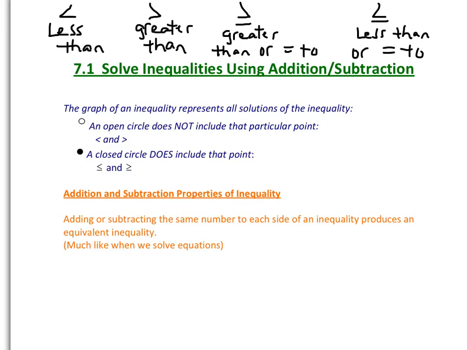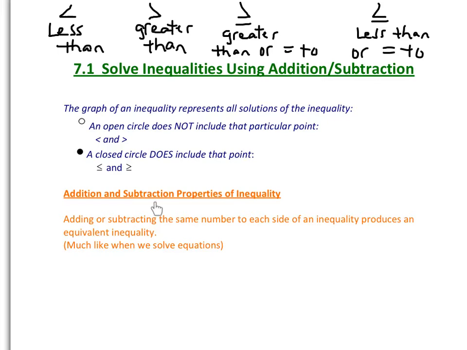The graph of inequality represents all solutions of the inequality. When you have an open circle, it does not include that particular point. And we use an open circle with the less than and the greater than symbols. Then we have a closed circle. A closed circle does include that point. And we use a closed circle whenever we have the line underneath the symbols, less than or equal to, greater than or equal to. And if you don't understand, I'm going to show you an example in just a second.